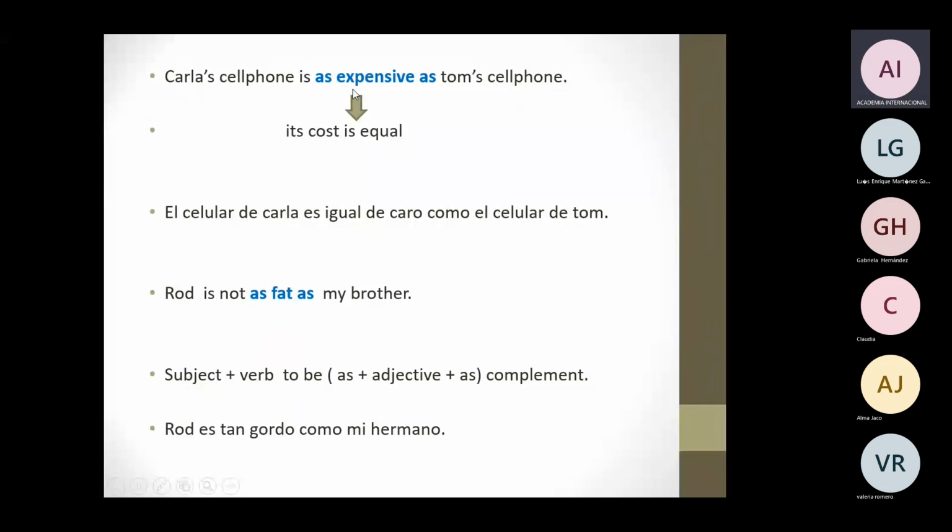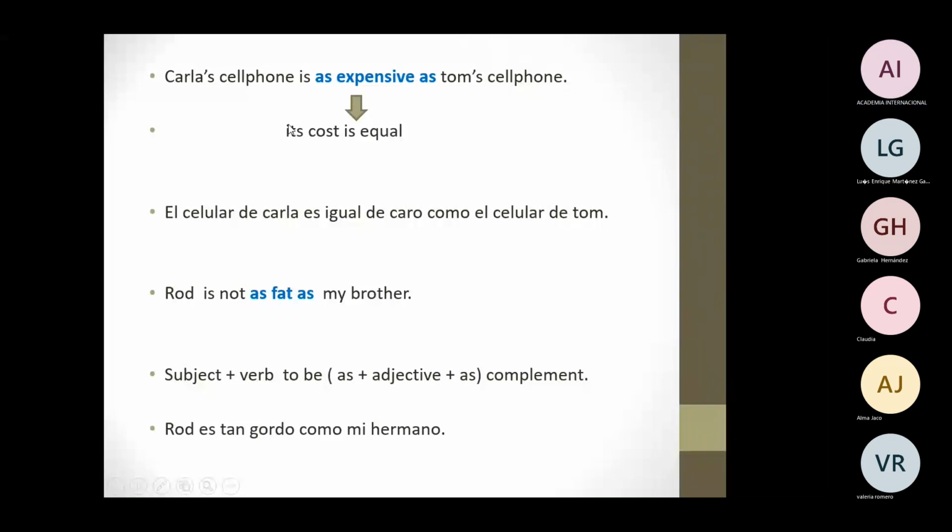Aquí no vamos a decir como el celular de Carla es más caro. No, no. Es una comparación de igualdad. Las cosas son iguales. Y lo que usamos es esta estructura. As expensive as. Pero no podemos usar solo expensive, podemos usar otro adjetivo. Todos los adjetivos, cualquier adjetivo, va en medio de estas dos palabras. As. Ahora bien, puede ser un poco confuso, sí. Lo usamos siempre adelante del verbo to be. Carla's cell phone is, y aquí va la estructura, y luego lo demás.